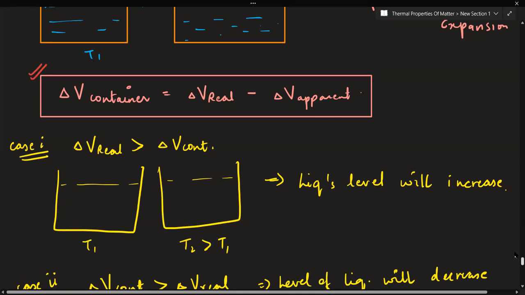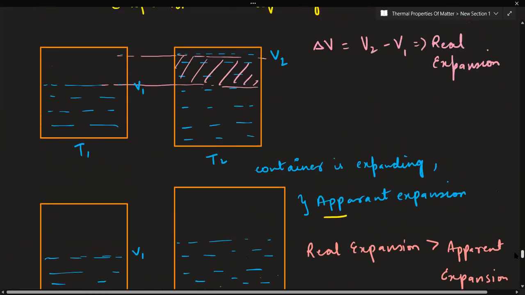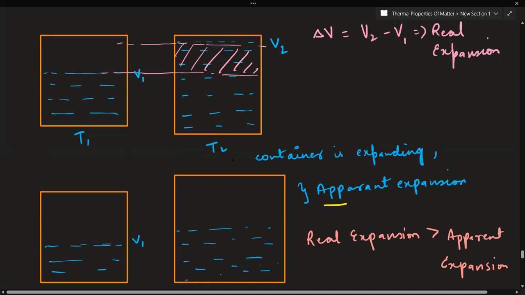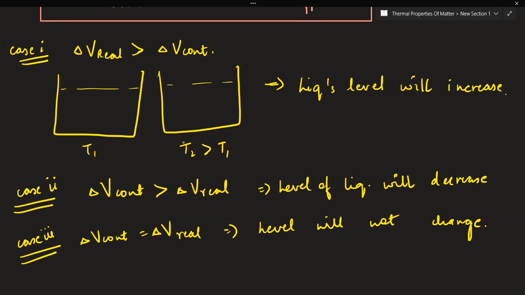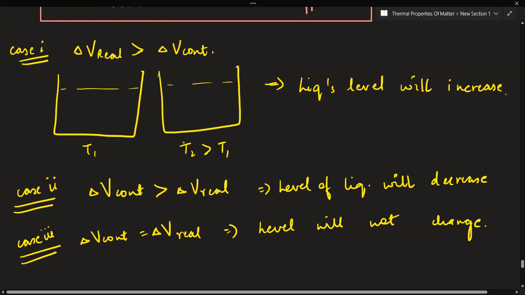Now see, we can have two cases. In which case will the level of liquid increase? In which case could the level of liquid decrease? It's both of these cases. So now see, if delta V real, the change in volume in case of real expansion, is greater than the change in volume of the container, then the liquid's level will increase. And if vice versa happens, then the liquid level will decrease. And if both of them are equal, meaning the change in the real volume of the liquid is equal to the change in volume of the container, then the liquid level will not change. Because obviously, if both of them are changing at the same rate, the liquid level will remain the same. So these are the three cases that we get.